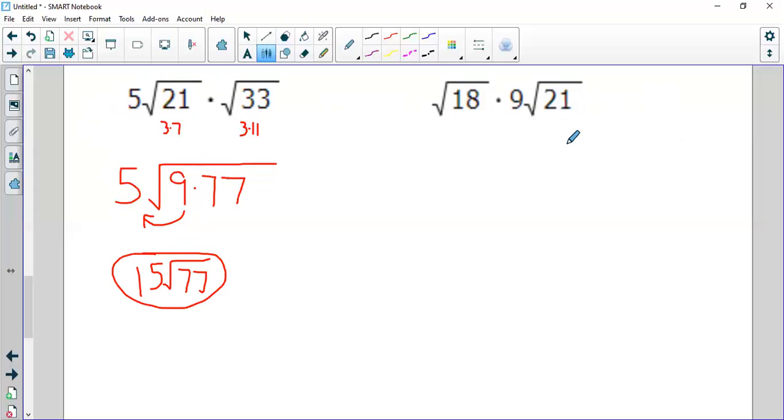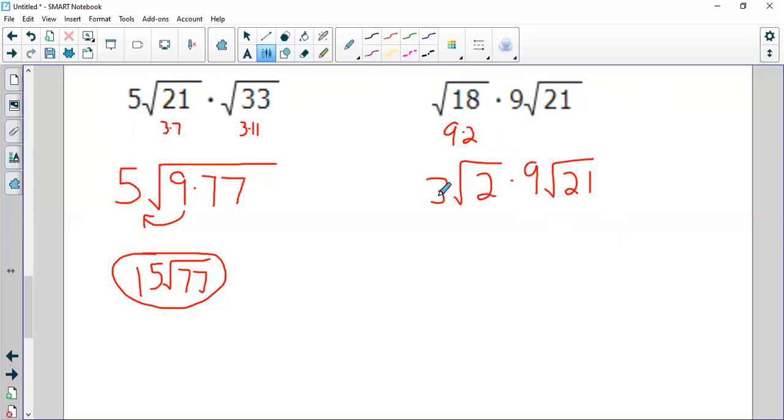Same thing here. 18 times 21 is 378. I don't like that at all. But let's see what I got. 18 has a perfect square factor. 18 is 9 times 2. So this is able to be broken down before I even multiply. So this 9 can come out and become a 3. So this now becomes 3 radical 2. And this is 9 radical 21.